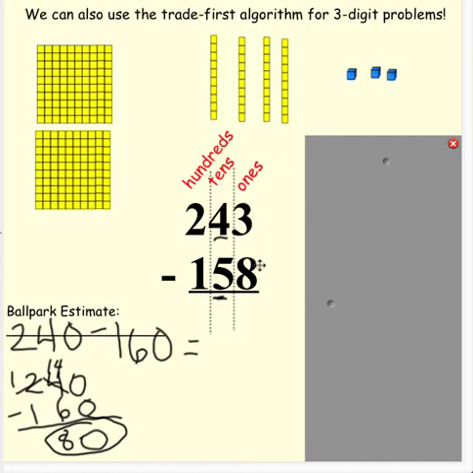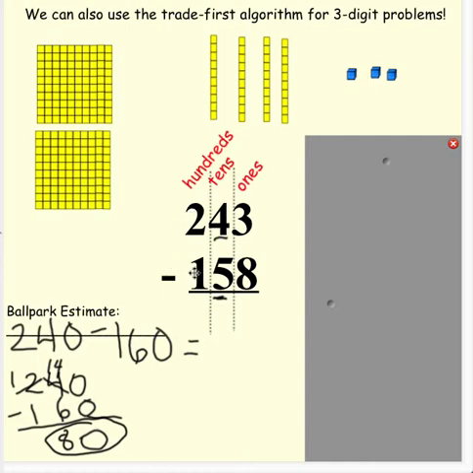Okay, I'm going to start always with my ones. 3 minus 8. I'm going to look. Is that possible? No, it's not. So I need to see if I can make a trade from the tens. Here I have 4 tens. But I wanted to take away 5. Is that possible? No, it's not. So for this problem, I need to start my trades all the way over at the 100s.